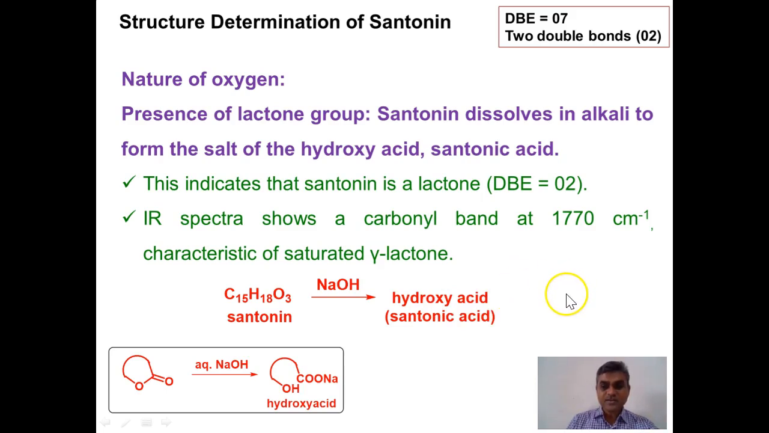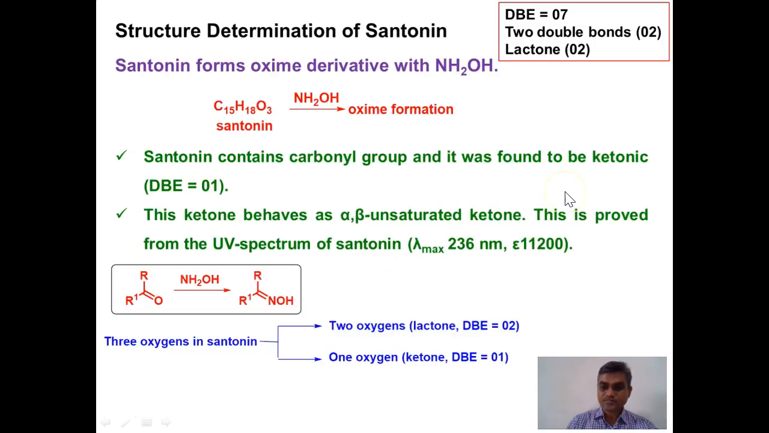The lactone ring contains 2 oxygens, so out of 3 oxygens we have got the nature of two oxygens. Secondly, lactone corresponds to the presence of one ring and one carbonyl here, so there are a total of 2 degrees of unsaturation corresponding to lactone. So out of 7 degrees of unsaturation, the presence of lactone accounts for 2.